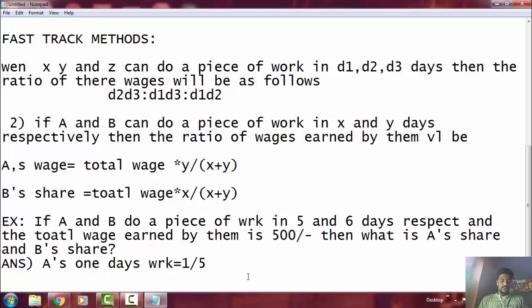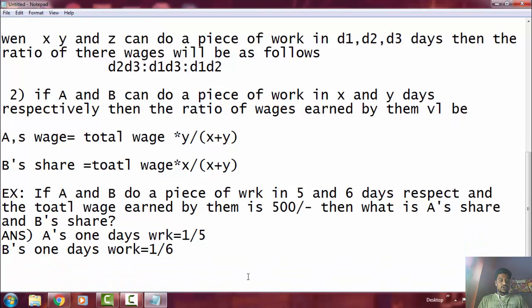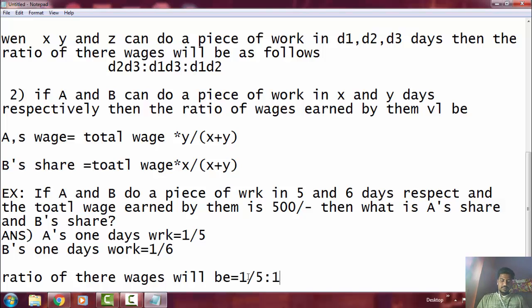And what is B's 1 day's work? B's 1 day's work is equal to 1 by 6. Then the ratio of their wages will be 1 by 5 : 1 by 6. Upon simplifying it, you will get 6 : 5. Now what is x over here?